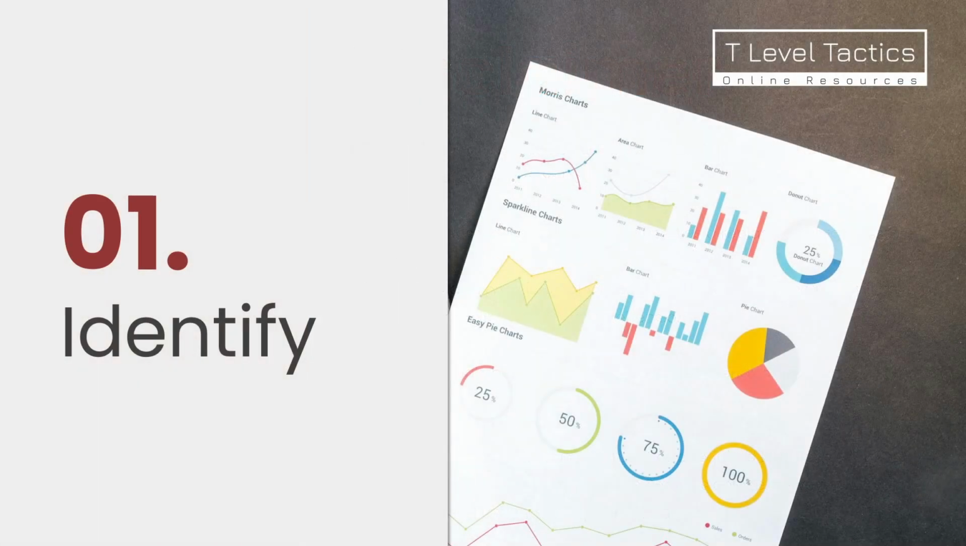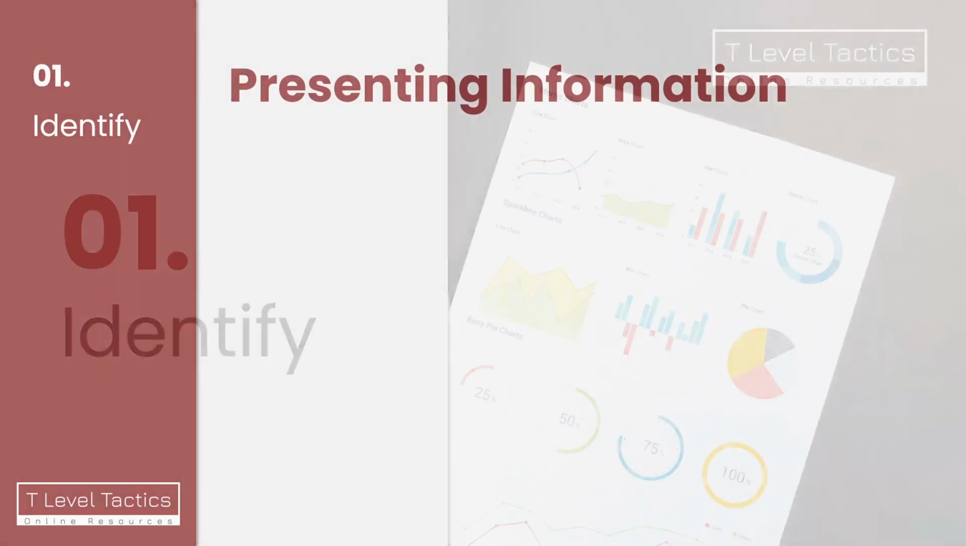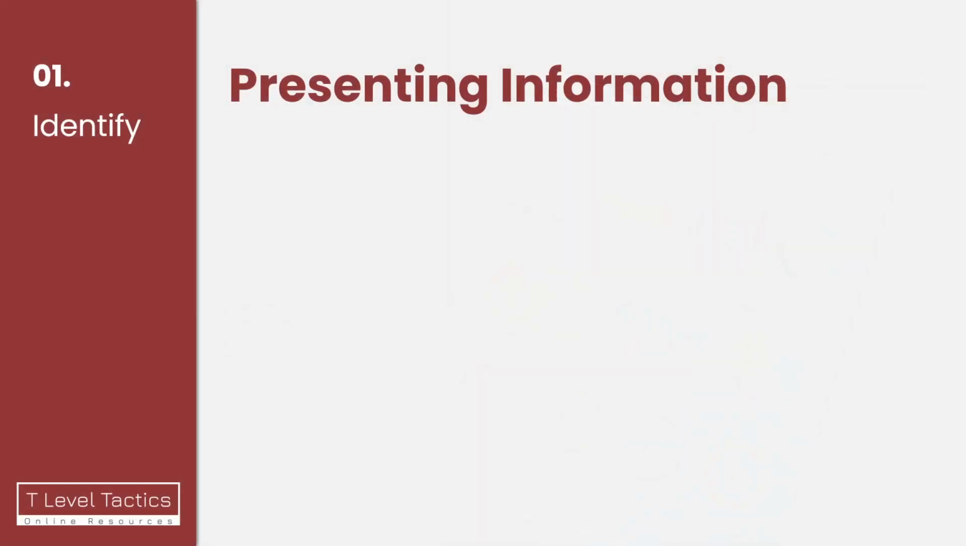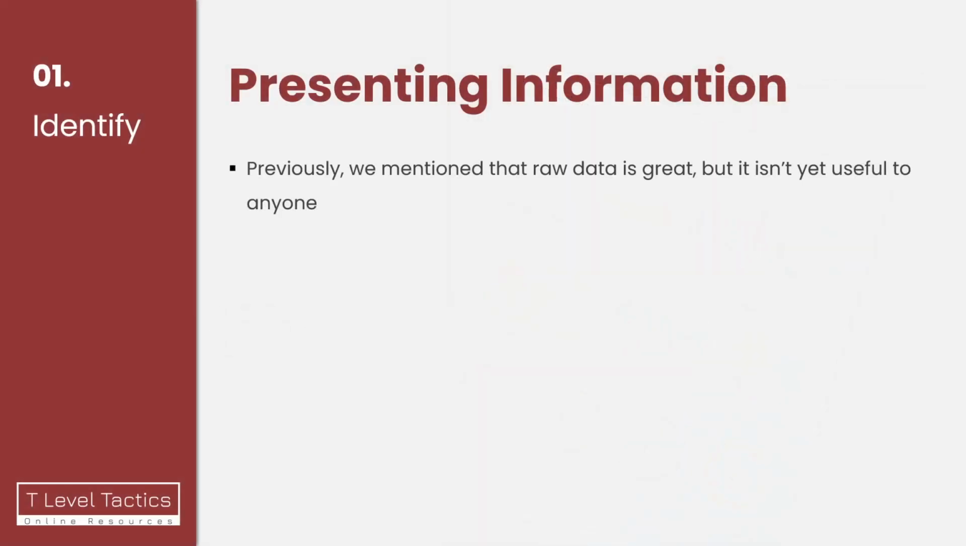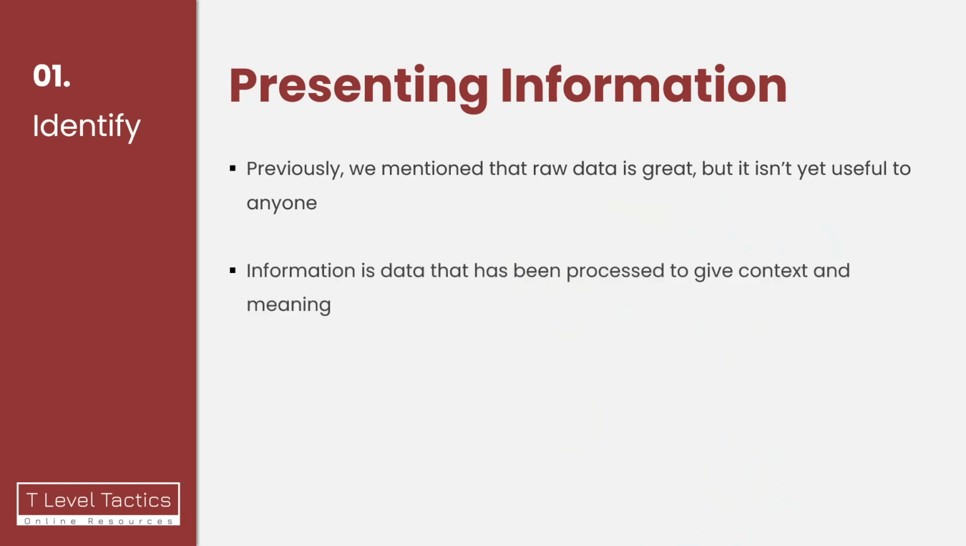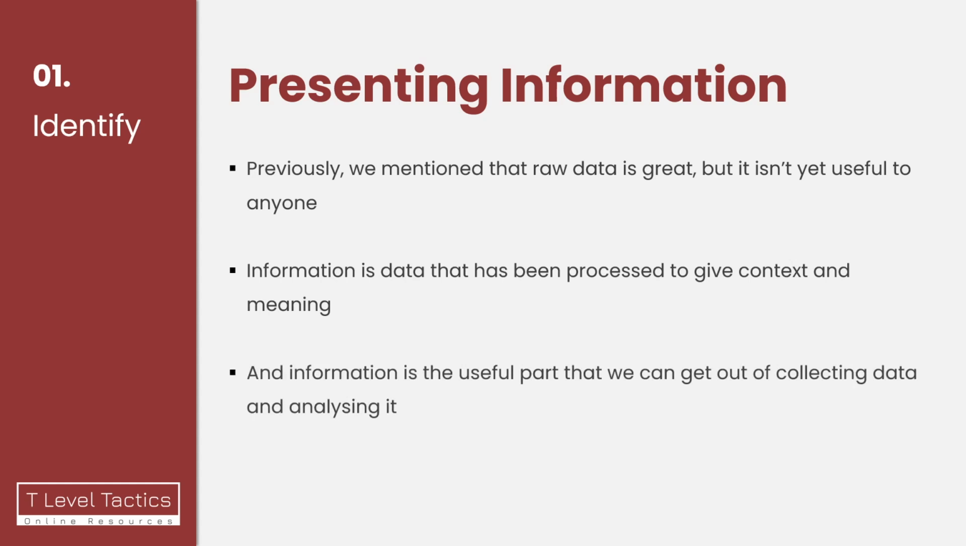Let's get started. Previously, we've mentioned that raw data is great, but it isn't yet useful to anyone. Information is data that's been processed to give context and meaning. And information is the useful part that we can get out of collecting all this data and analysing it.